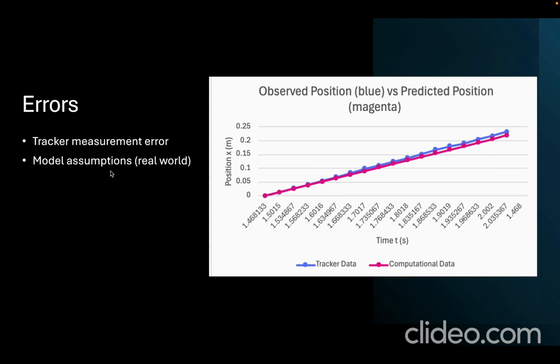Model assumption: we assume that F net is 0, but in the real world, there are going to be small forces acting on my system, which is the marker. In my case, we see that the tracker data is over the computational data, so maybe there were some forces moving the system a little faster.